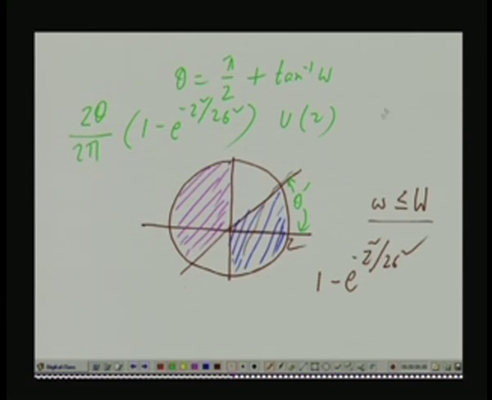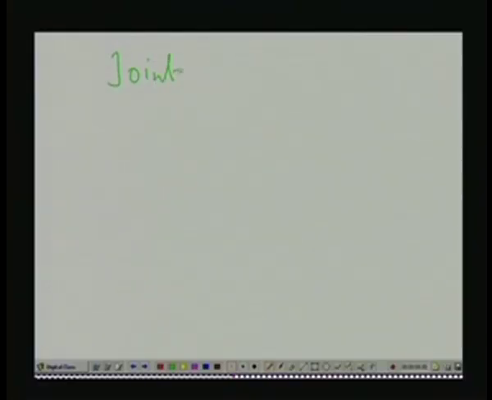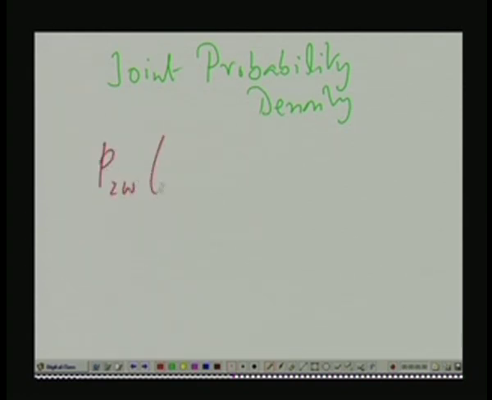So that is equal to your F ZW. So that is an example for computing the joint probability distribution function. How about the joint probability density? That is P ZW, capital Z W.